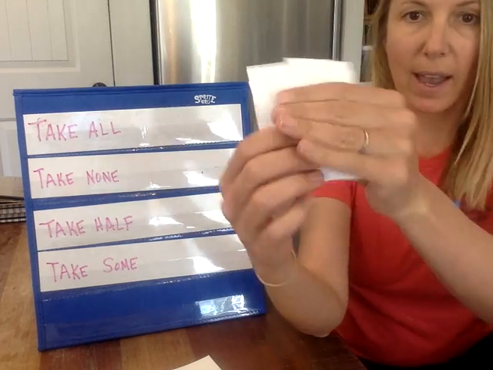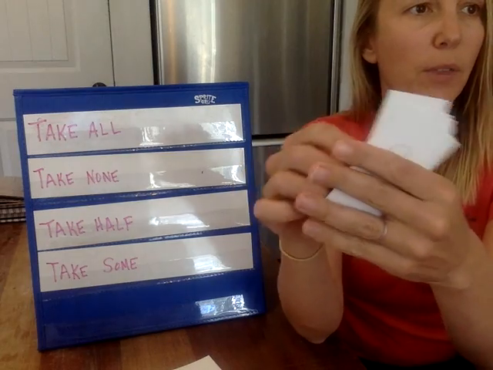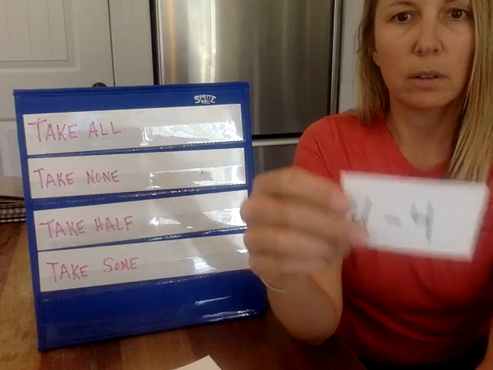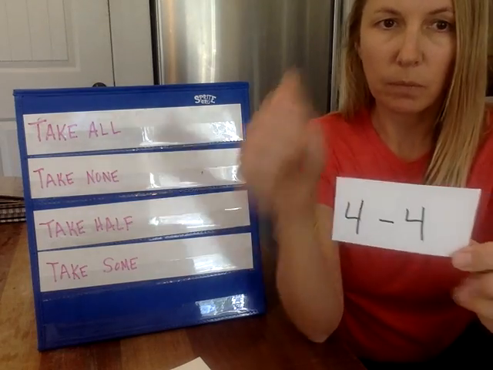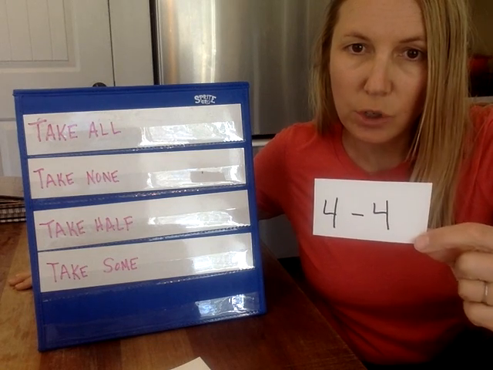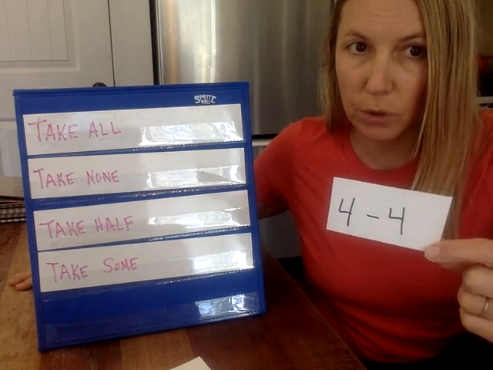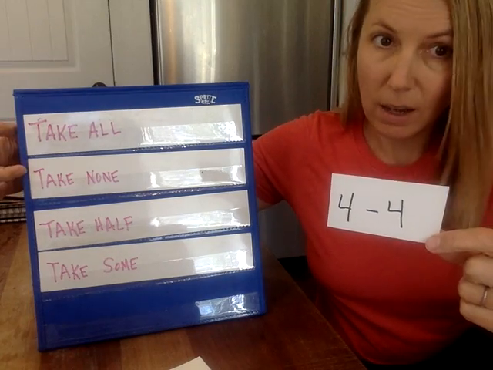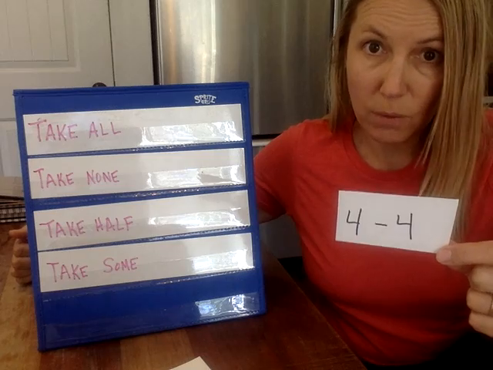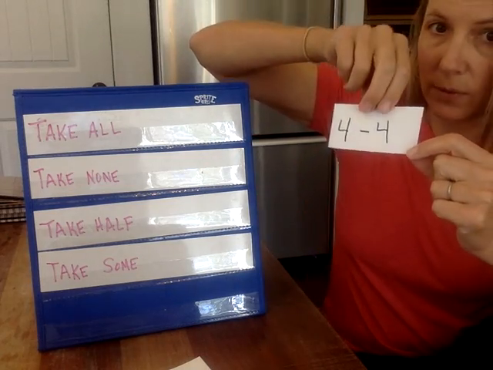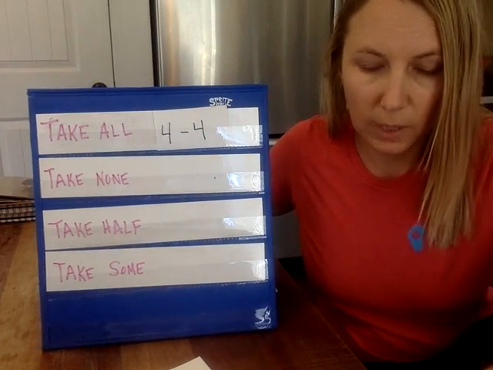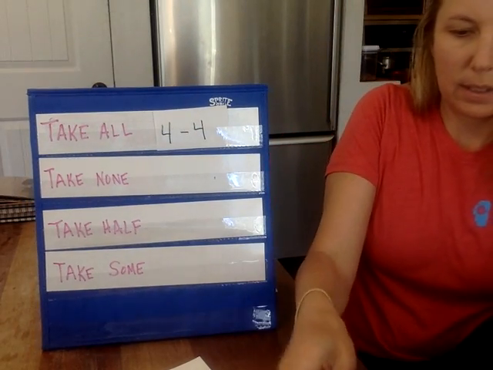All right, so I have the facts here, and I'm just going to shuffle them and take one. Okay, 4 minus 4. So I want you just to think about, where would you put that? Would you call that a take all if you started with 4 and took 4 away? Would you call that a take all, take none, take half, or take some? So if you start with 4 and you subtract 4, in my mind, you're taking all.